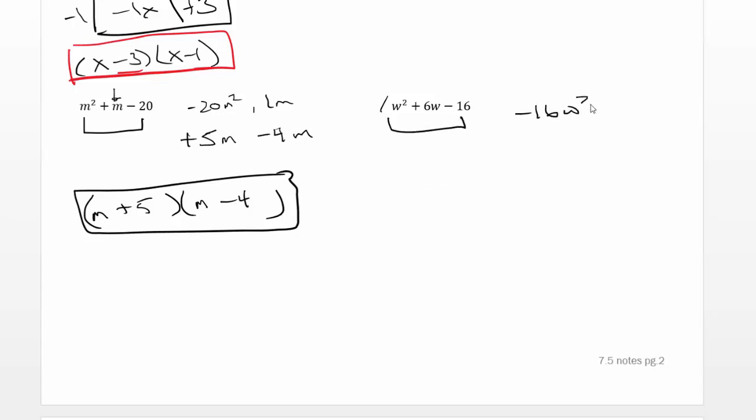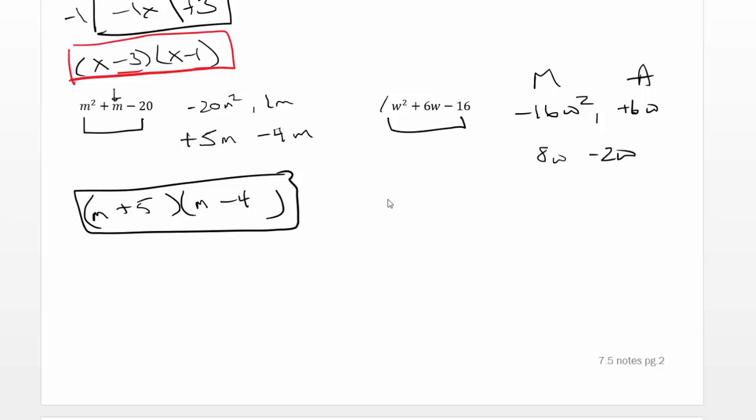Multiplies to minus 16w squared and adds to positive 6w. Again, multiplies to be negative, so if we multiply to be a negative, then that means one's positive, one's negative. And adding a positive and negative number is like subtracting them. So I need two numbers that multiply to be 16, but when I subtract them, I get 6. Let's see, numbers that multiply to 16 are 16 and 1, which do not subtract to be 6, or 8 and 2. 8 minus 2 is 6. So how about 8 and minus 2?